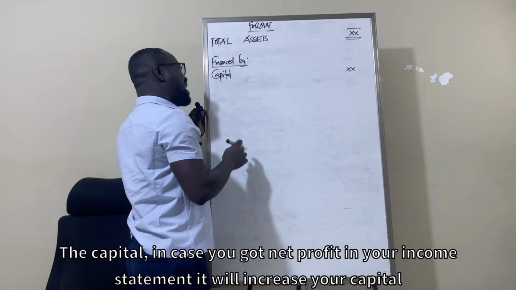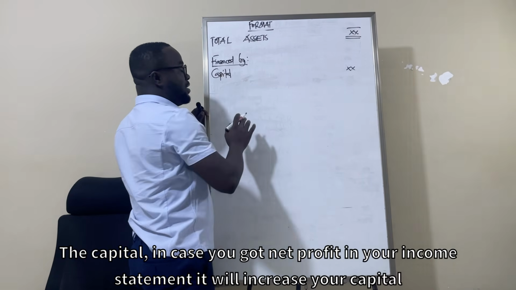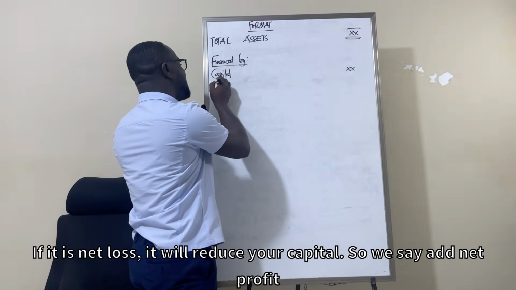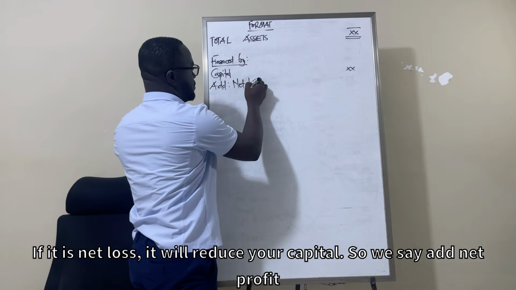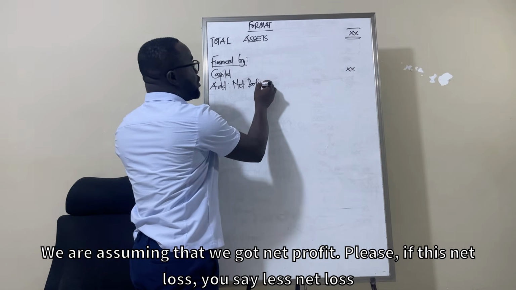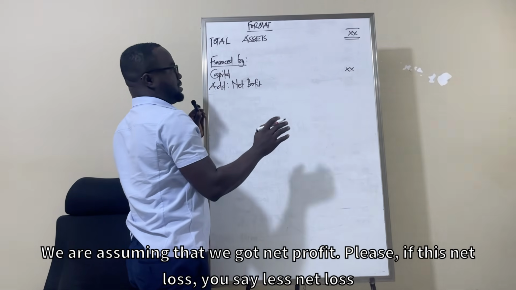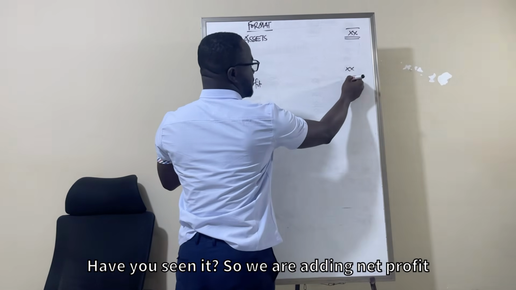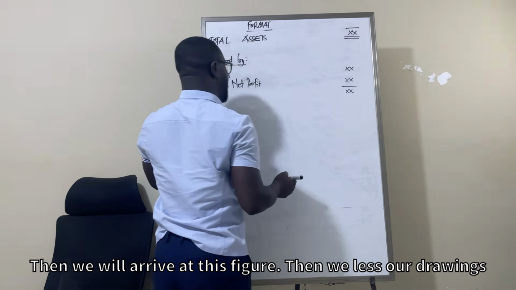The capital, in case you got net profit in your income statement, it will increase your capital. If it is net loss, it will reduce your capital. So we say add net profit. We are assuming that we got net profit. Please, if it is net loss, you say less net loss. Have you seen it? So we are adding net profit. Then we will arrive at this figure.